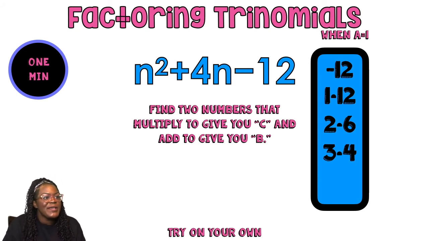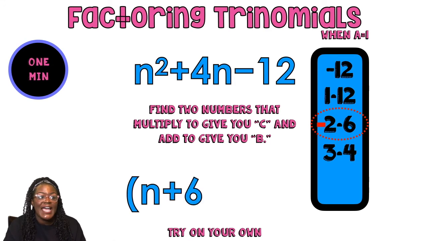That was cringy. Anyway, I need to get a combination that's gonna add or subtract to give me a 4. 1 plus 12, 1 minus 12, not gonna work. 2 plus 6, 6 minus 2. Ooh, we might be onto something. With the 2 being negative, I get 6 minus 2 to give me a positive 4 in the middle. And when I multiply them, negative 2 times positive 6, I'm gonna go ahead and get a negative 12. So we did that.